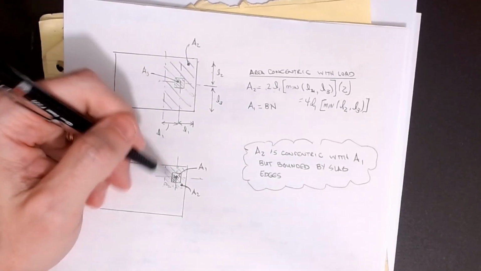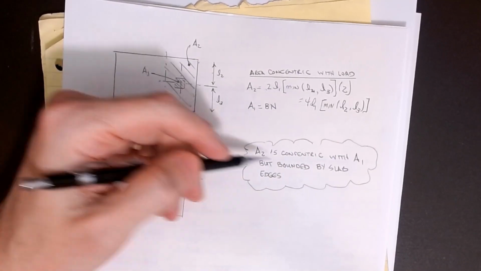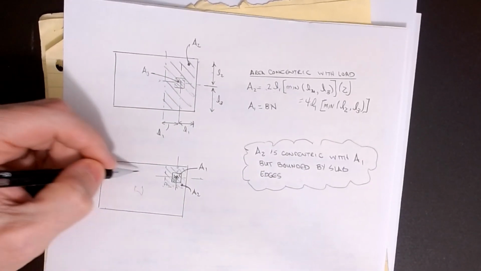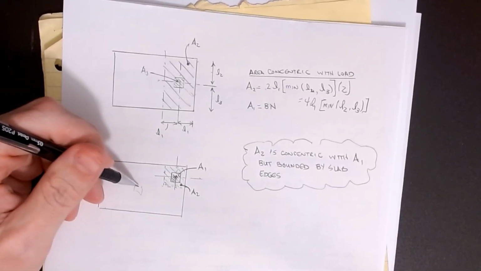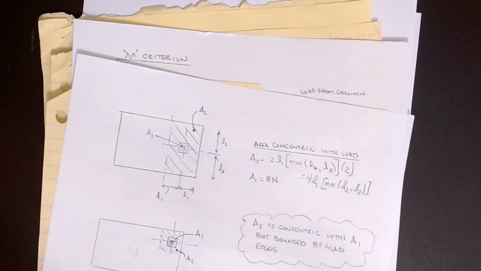In either case, the area A2 is concentric with A1, but bounded by the slab edges in all cases. If you're out here in the middle, you may get the majority of the slab to work for you, and that's a good situation. But if I start creeping it over to the edge, that A2 value starts to decrease. So that's what we're looking at on that.